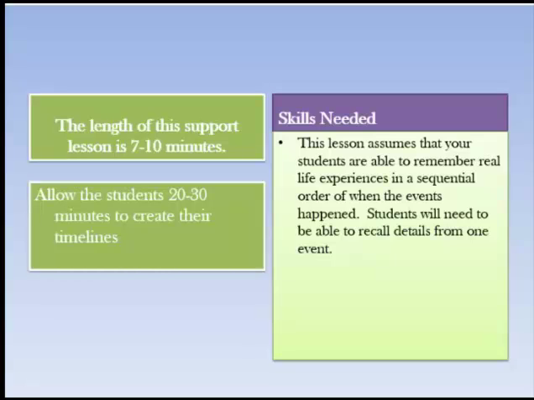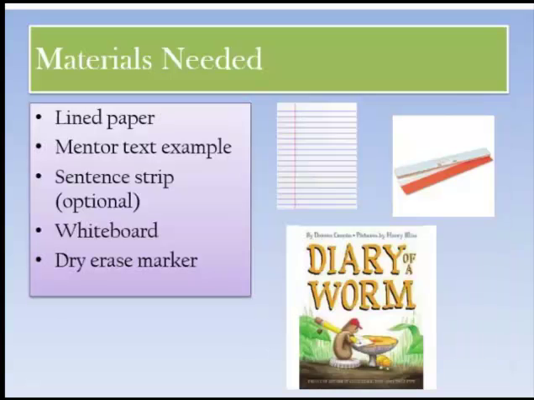Skills needed for this lesson. This lesson assumes that your students are able to remember real-life experiences in a sequential order of when the events happen. Students will need to be able to recall details from one event. Materials needed: lined paper or composition book, mentor text example, sentence strips are optional, whiteboard, and dry erase marker.